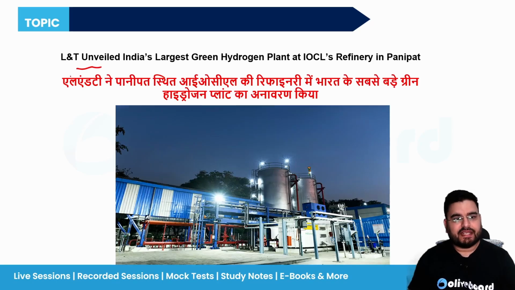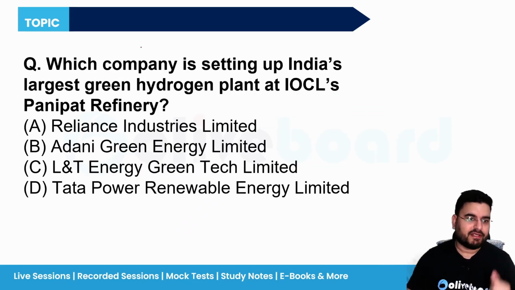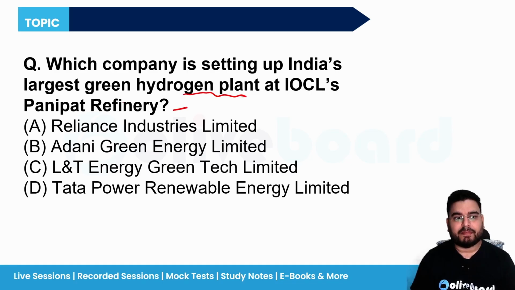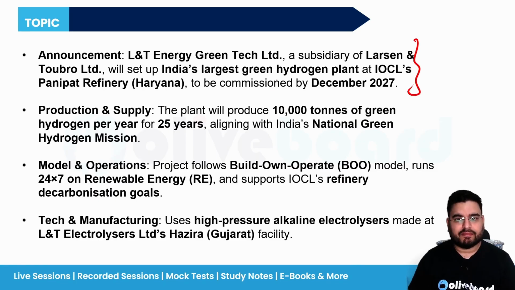Next is L&T unveiled India's largest green hydrogen plant at Indian Oil Corporation's refinery in Panipat. So what kind of question they can ask? Which company is setting up India's largest green hydrogen plant in Panipat? So location becomes very important, Panipat, and the company who is building it. So the correct answer is L&T. Just remember the name L&T.